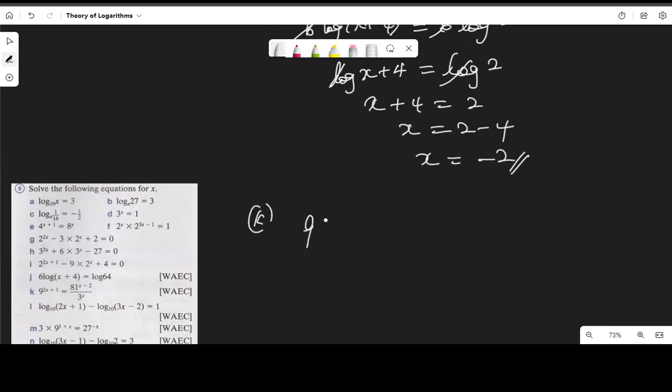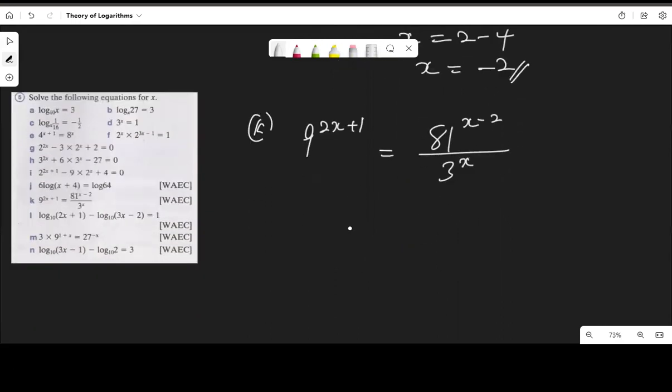Okay, I have 9 to the power of 2x plus 1 equal to 81 to the power of x minus 2, all over 3 to the power of x. Okay, I'm going to cross multiply here. So I'll have 9 to the power of 2x plus 1 multiplied by 3 to the power of x equal to 81 to the power of x minus 2.